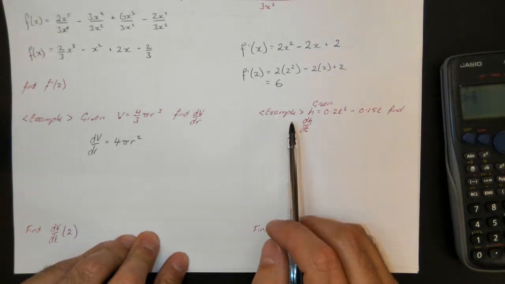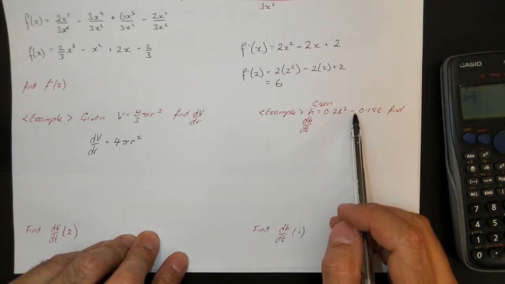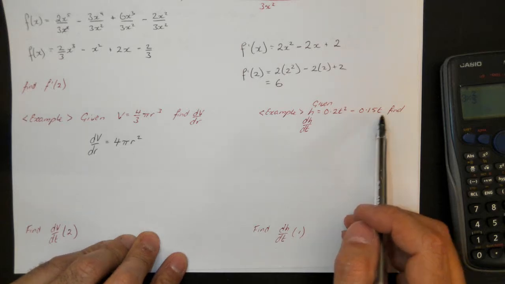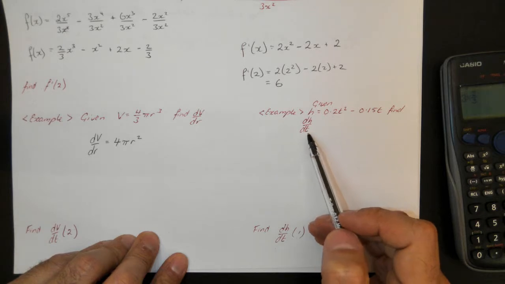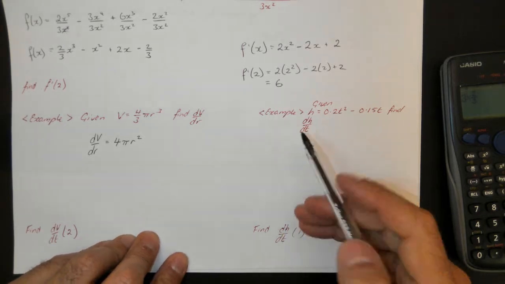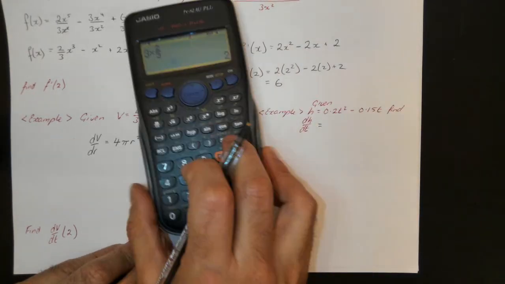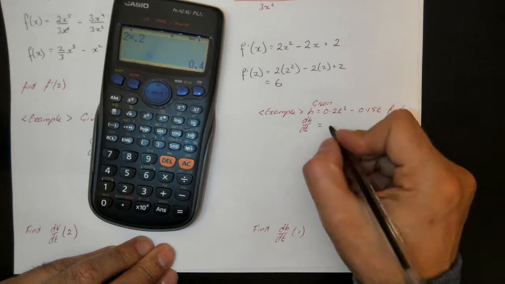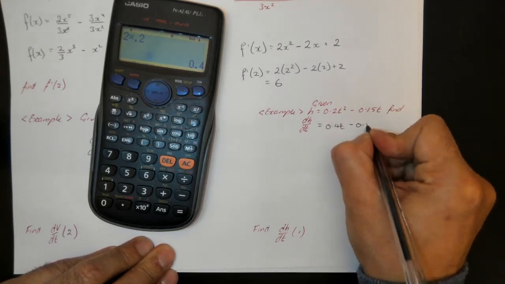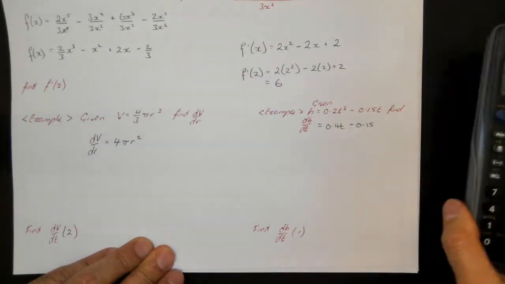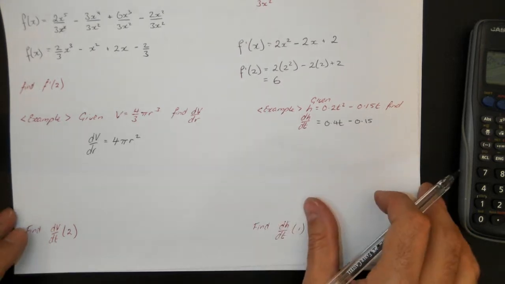Okay. Now, given that we've got h of 0.2 t squared minus 0.15 t, we want to find dh dt. We want to find the derivative of h with respect to t. So we're going to go 2 times 0.2 and reduce the power. 1 times 0.15, reduce the power. And that's the derivative.